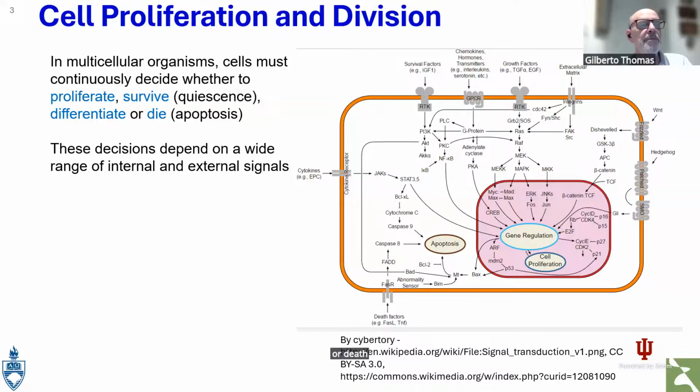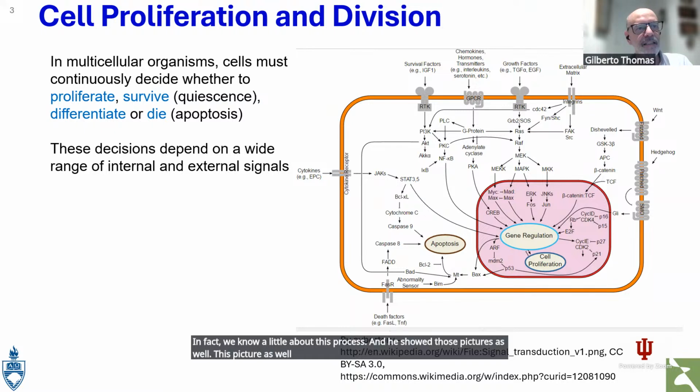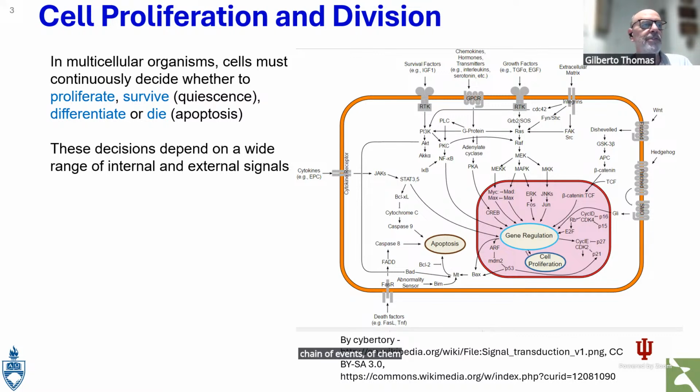Like Professor James talked about this morning with a bunch of questions about how the cells do that. In fact, we know little about this process, and he showed those pictures as well, showing the intricate chain of events, of chemical interactions between the cell and the extracellular environment, and interactions inside the cells, inside the nucleus. It's a very complicated way.